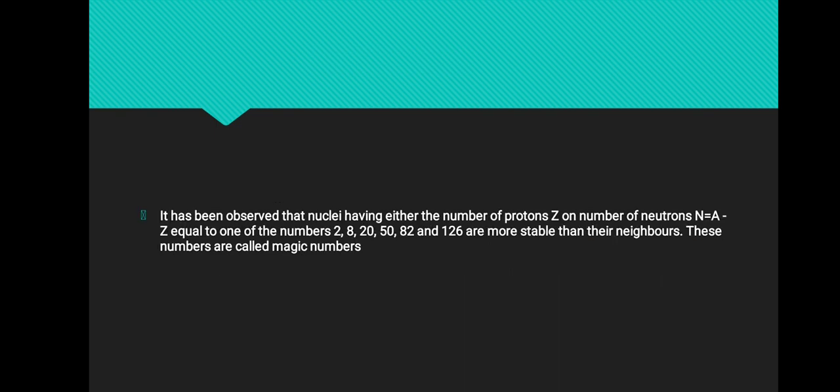It is also observed that nuclei having either the number of protons or the number of neutrons, that is N equal to A minus Z, equal to one of the numbers 2, 8, 20, 50, 82 and 126, are more stable than the others, and these numbers are called magic numbers.